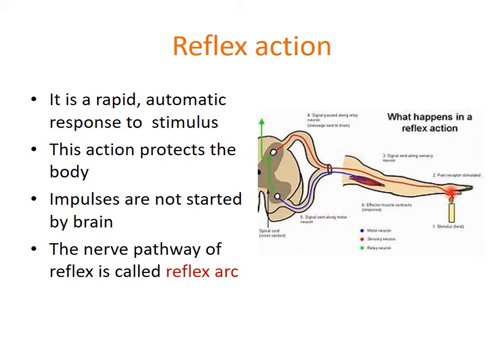For an example of a reflex action, assume that you have touched your hand to a hot pot, and what you do is remove your hand away at once. So that's an example of a reflex action. When we think about the nerve pathway of reflex actions, we call it a reflex arc. Then we will look at how this reflex arc occurs.